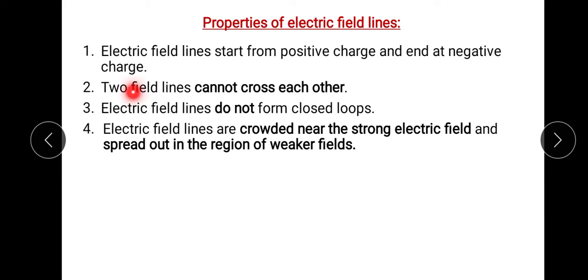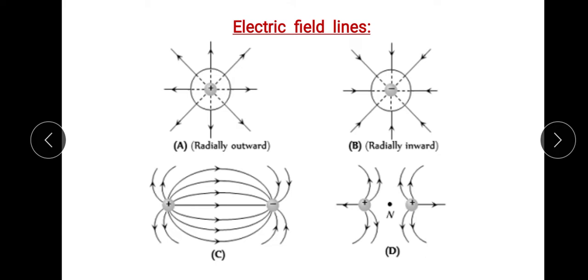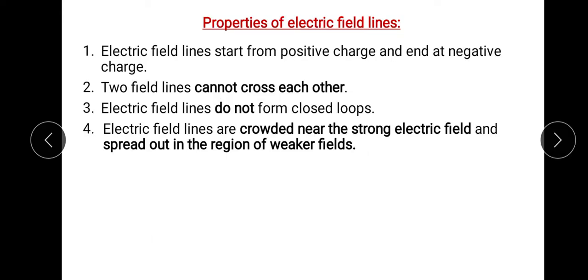Now, two field lines cannot cross each other. So you can observe in the diagram again, the two field lines are never intersecting each other. All the field lines are far away from each other. They are not intersecting each other. Next, electric field lines do not form closed loops. They are not forming a closed loop.